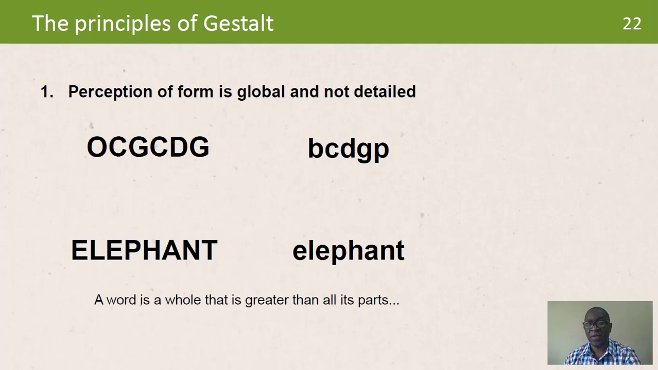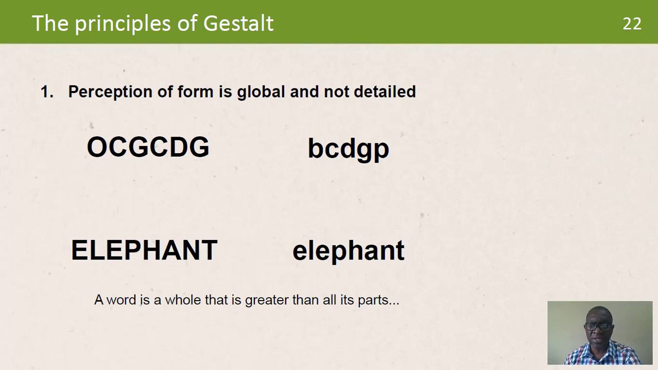Principle 1. The perception of form is global and not detailed. The different parts of an image are articulated with each other and are subject to all these elements. This is why it is difficult to distinguish the number of legs of the elephant.